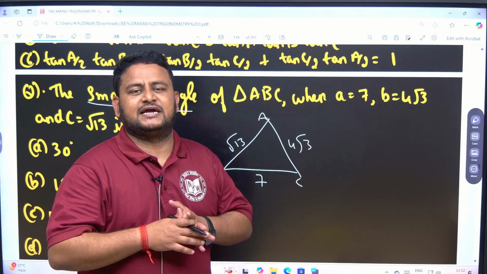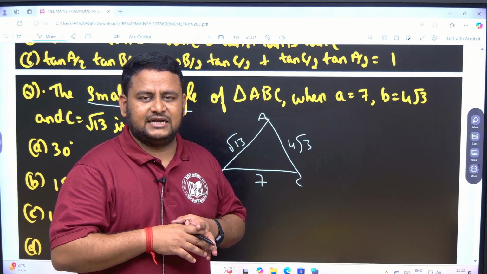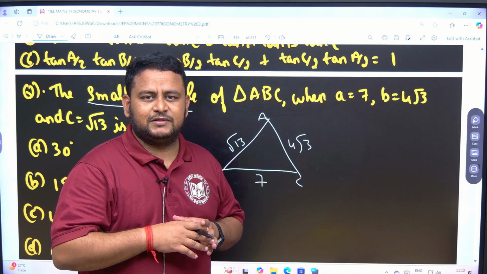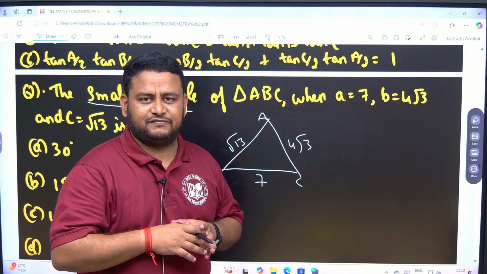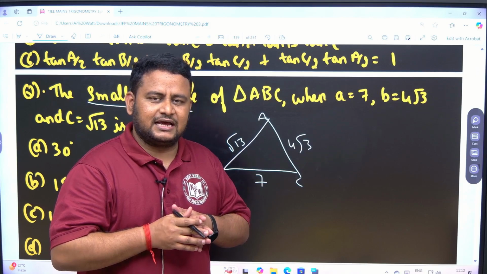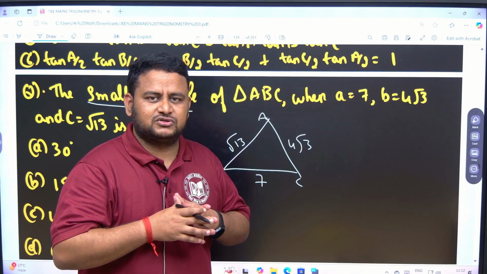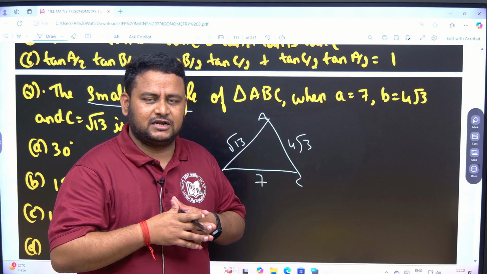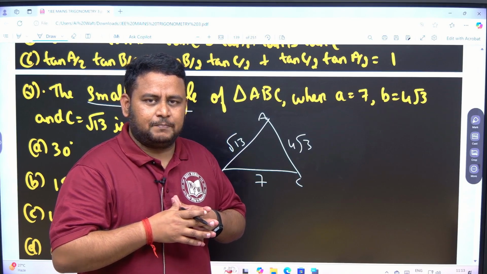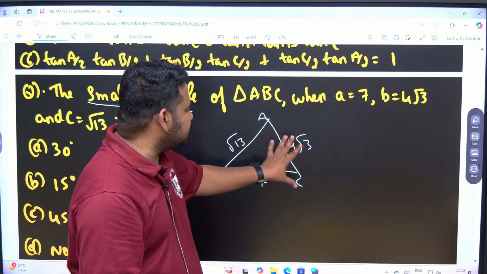Suppose you take a right angle triangle with 90 degree. The side opposite to the 90 degree will be the hypotenuse. Hypotenuse is the largest side of a right angle triangle. Similarly, the angle opposite to the largest side, that is the hypotenuse, will be 90 degree. Similarly, the angle opposite to the smallest side will be the smallest angle. So we have to first find out which is the smallest side in this.